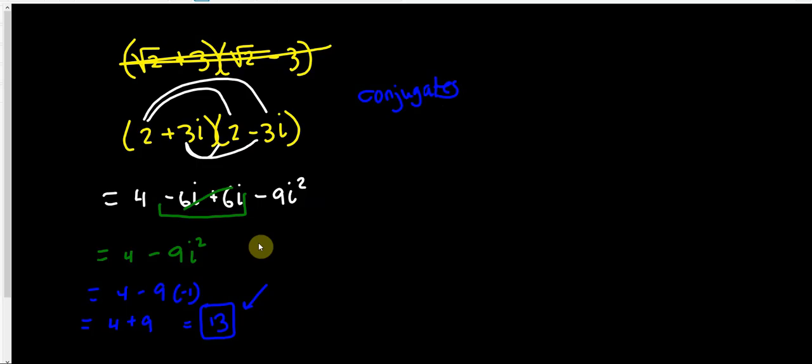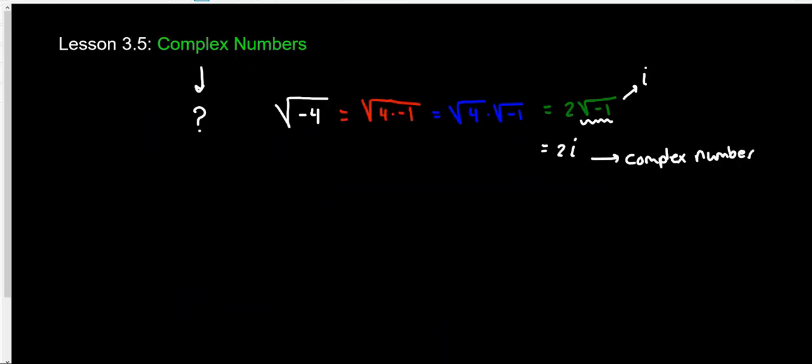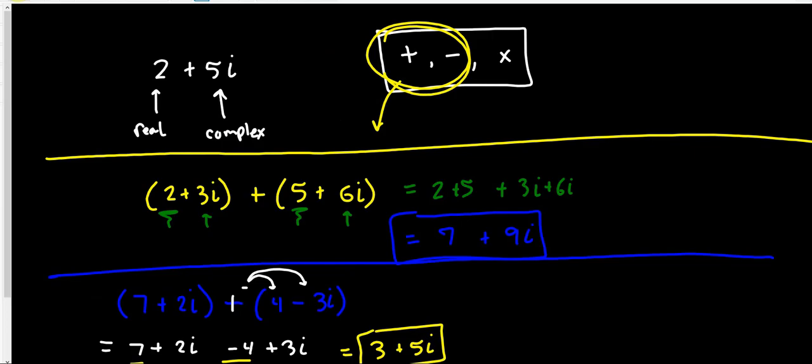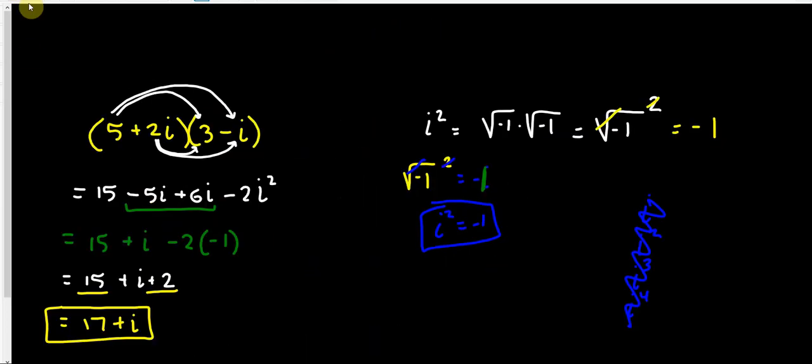Okay. So that's all for today. Mainly a few skills: being able to take the square roots of negatives and getting complex numbers, and then being able to add, subtract, and multiply complex numbers.